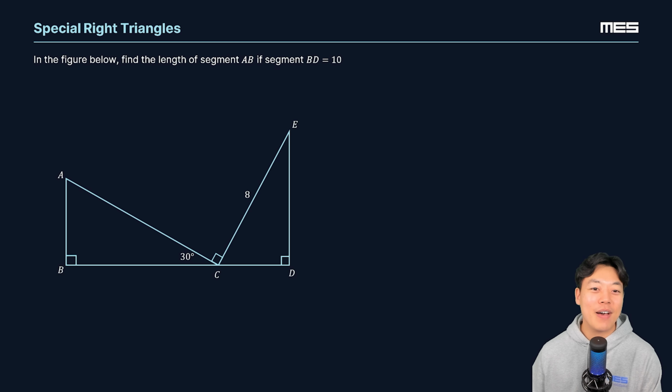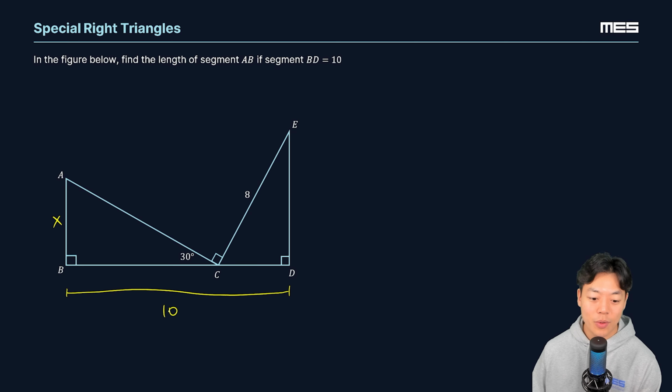In the figure below, find the length of segment AB. So here's x, that's what we want to find, if segment BD is 10. So all this right here is going to be 10. Now, many students get stuck on these types of problems because they don't realize that BD is a straight line, right? If this is 30 degrees, we know that a right angle is 90 degrees. Add those up, that's 120. So this has to be 60 degrees.